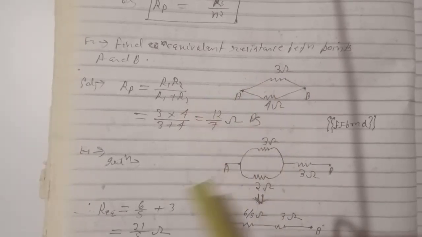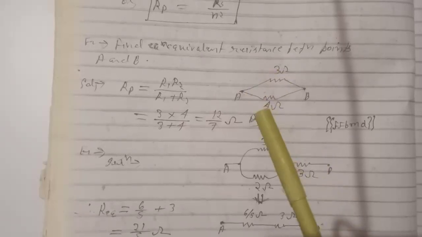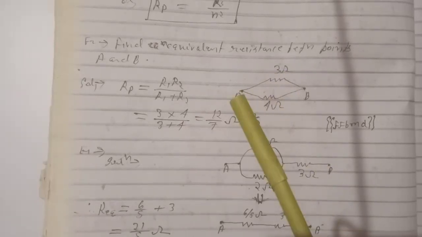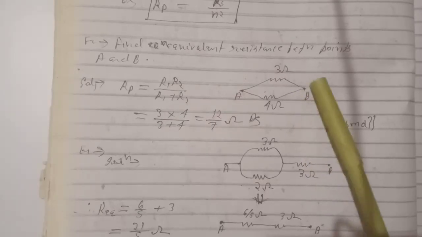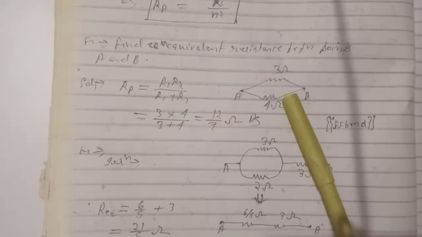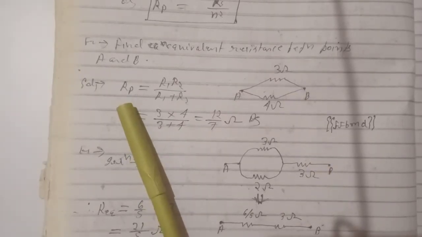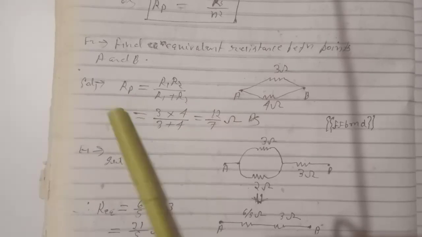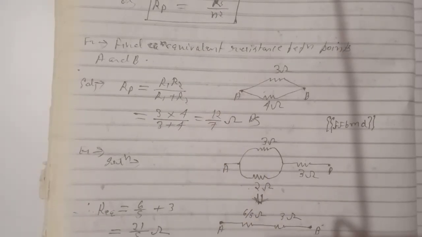So simply it is shown here that one end of these two resistors is connected at one point and the other end at another point. So it is in parallel. So we should apply the formula for parallel grouping. R parallel, the equivalent resistance RP, is R1 R2 by R1 plus R2, and 3 into 4 by 3 plus 4 is 12 by 7 ohm. Answer.